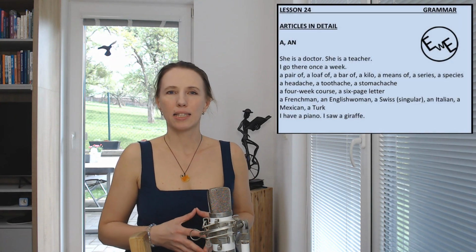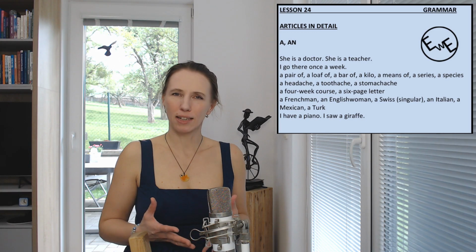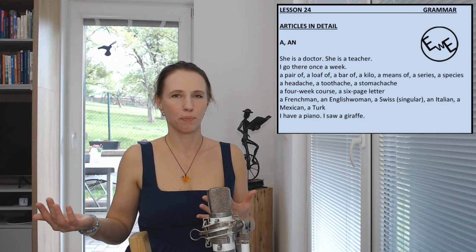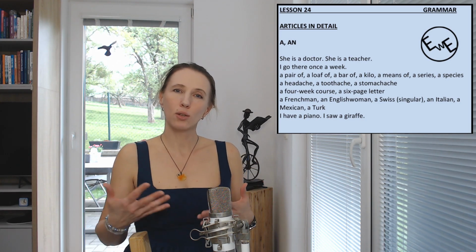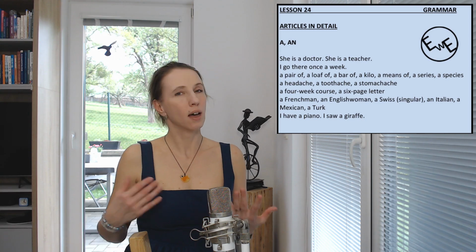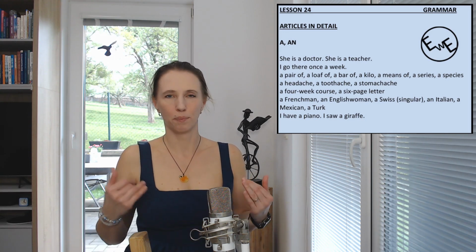Another thing that I would like to mention today is the articles. We have already talked about that, but let's talk about it in detail. A, an, the indefinite article. When we talk about things for the first time and it's unknown, and it's used in singular with countable nouns. I have a house. I have an apple.